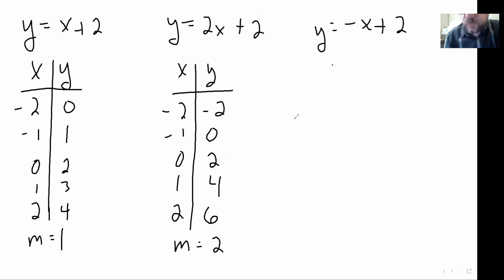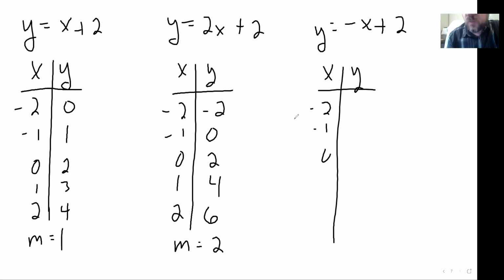Let's do this third one. So same thing, -2, -1, 0, 1, 2. When x is -2, I get minus a -2 is 2, plus 2 is 4. Now I got minus a -1 is 1, plus 2 is 3. This is 2. Put in 1, I get 1. I put in 2, I get 0.